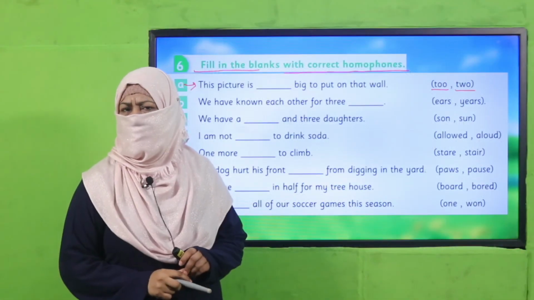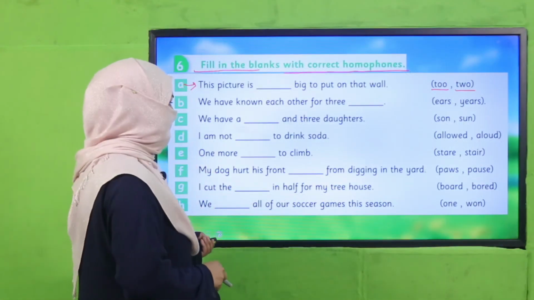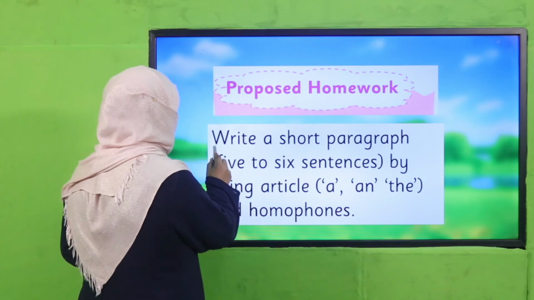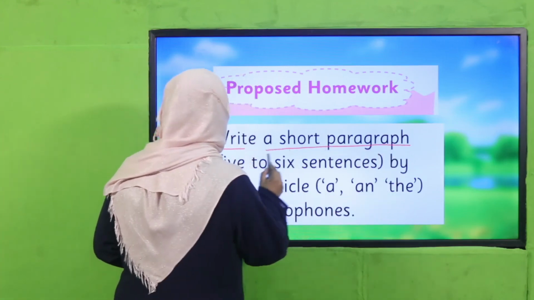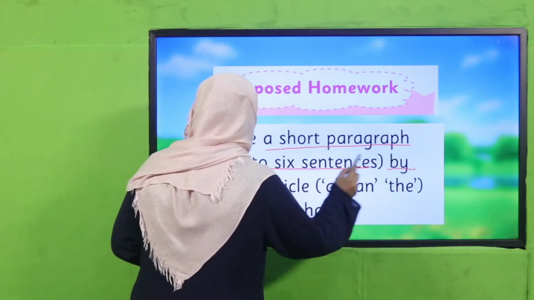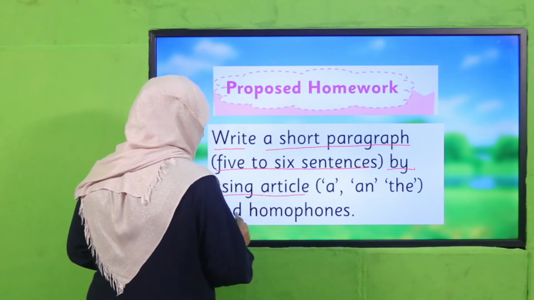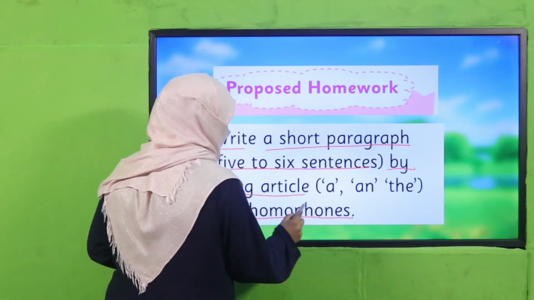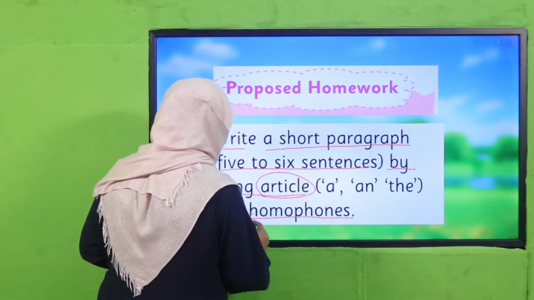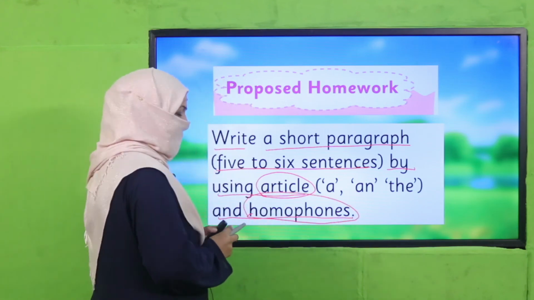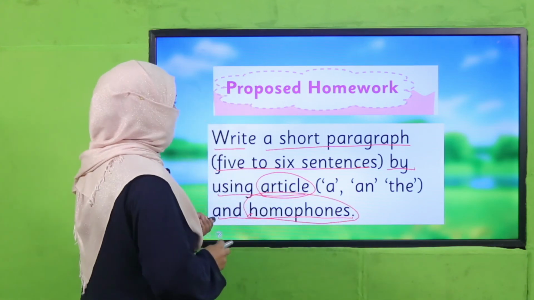Yes, my dear children, are you done with it? Good job, you are smart. So it's time for your homework. You will write a short paragraph, 5 to 6 sentences, by using articles and homophones. Okay, so the concepts which we learned, articles and homophones, you will mix up and write a paragraph. Here is a worksheet.